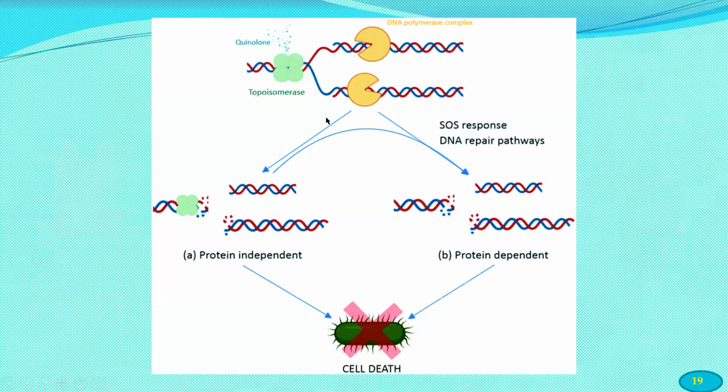So this is the same mechanism. The quinolones come and bind with the topoisomerase enzyme, then the DNA polymerase complex. The supercoiling is inhibited, and the protein-independent and protein-dependent processes are not formed here. It is broken down, and ultimately cell lysis or death occurs.